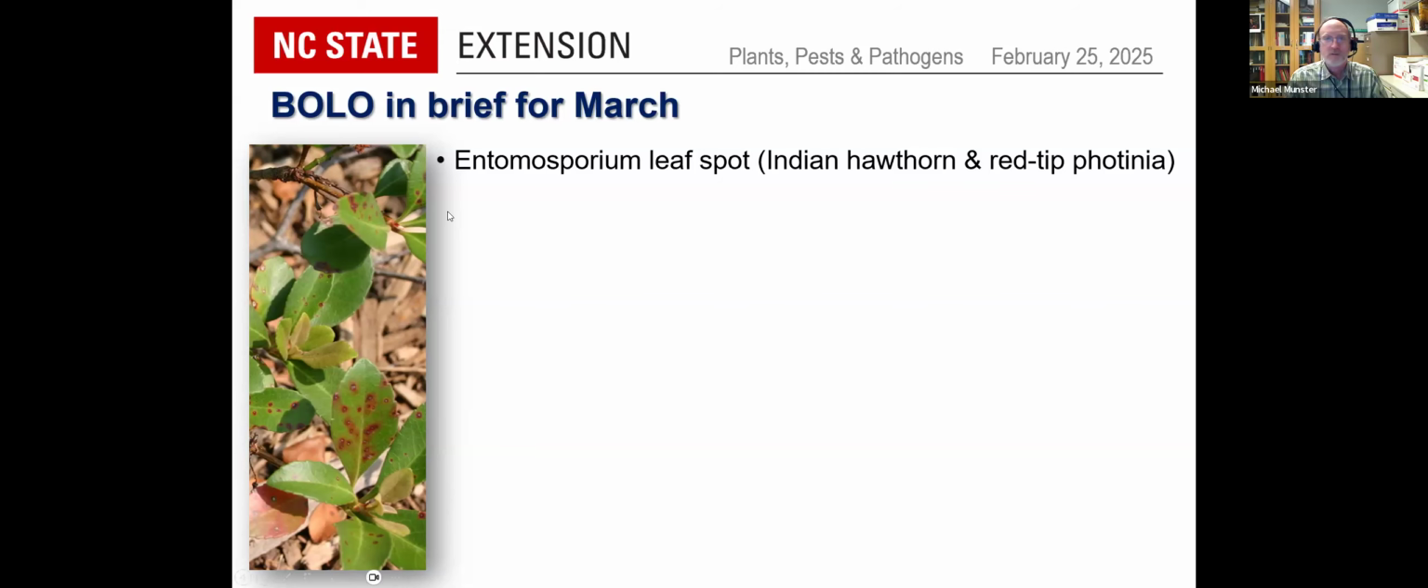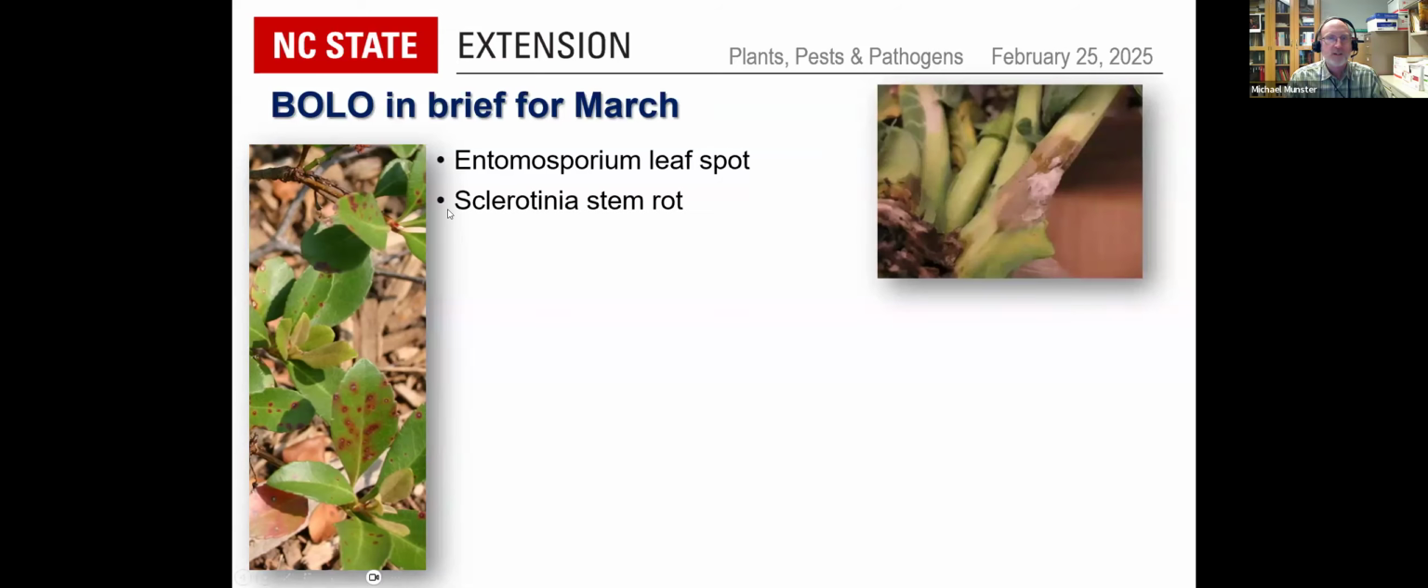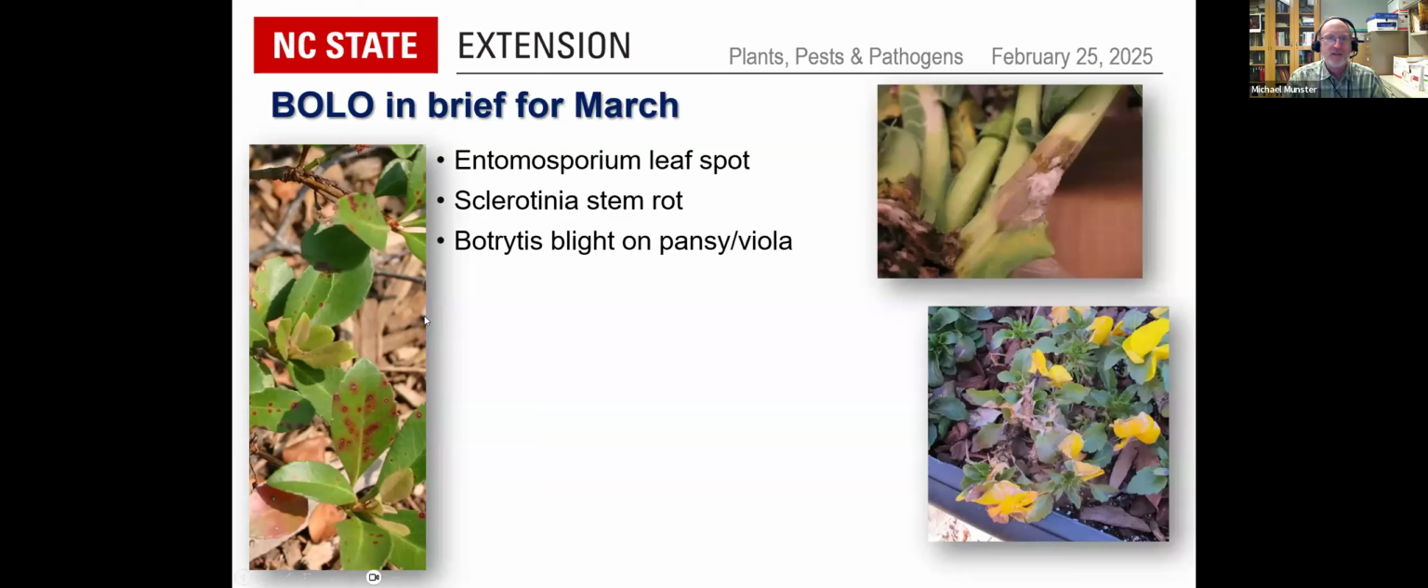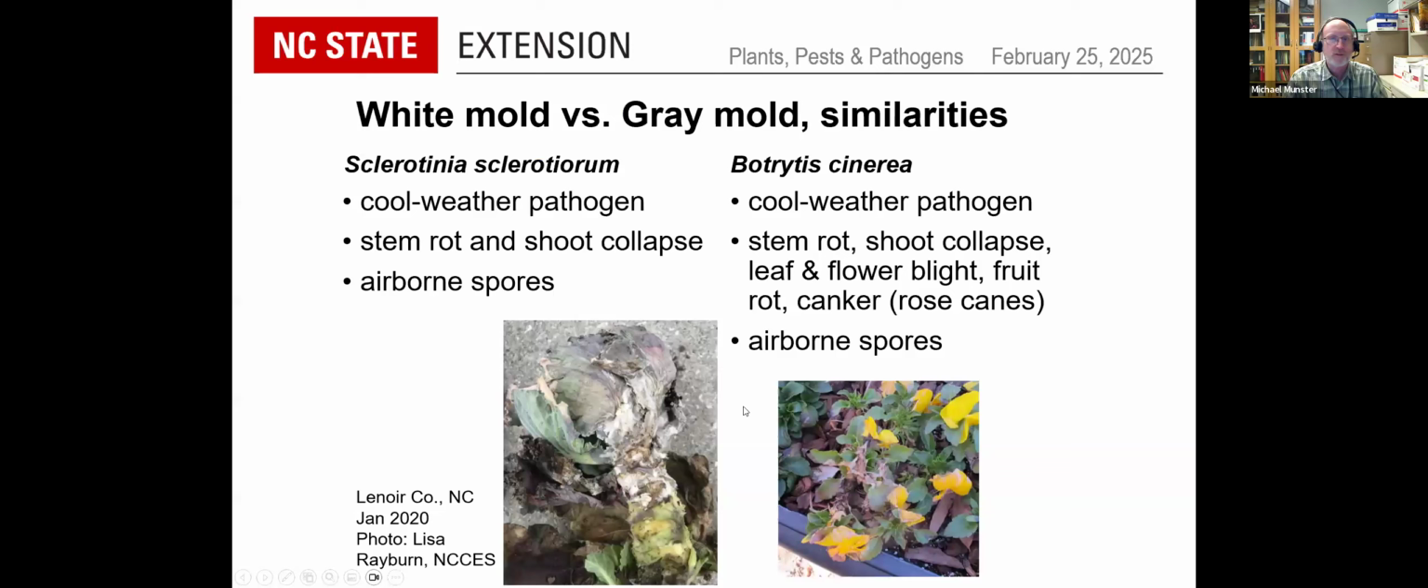Then another one to be on the lookout for will be Sclerotinia stem rot, which could be on especially brassicas, but it can be on snapdragons, could be on a number of the herbaceous hosts, larkspur, for example. And I'll make a comment in a moment about how to differentiate between that and botrytis blight on, well, it can be on pansy, viola, it can be on a lot of other things too. So what would we do to look for differences there?